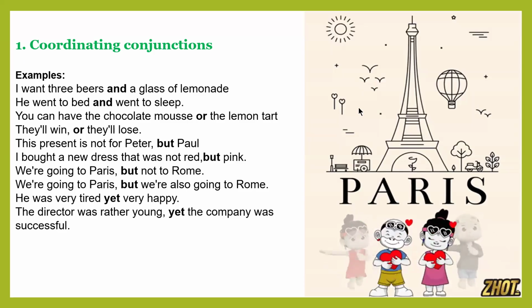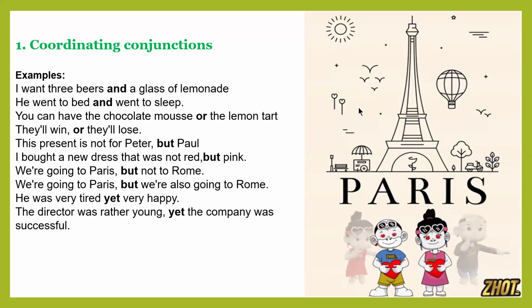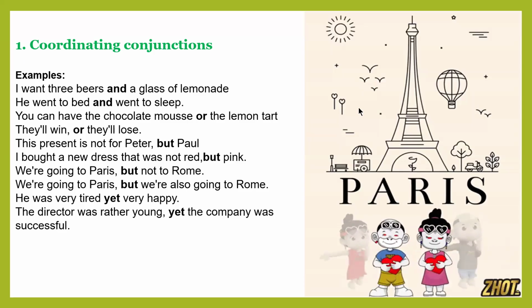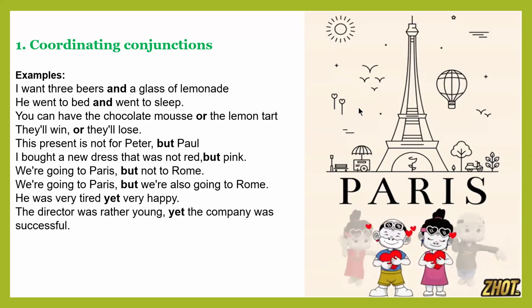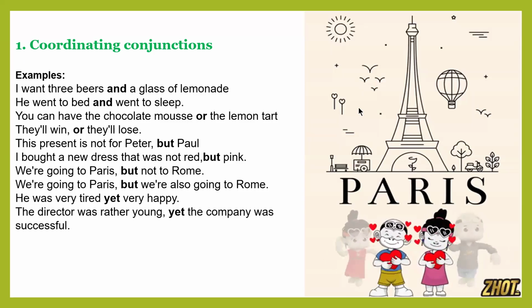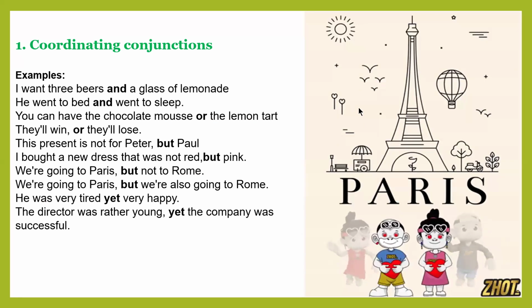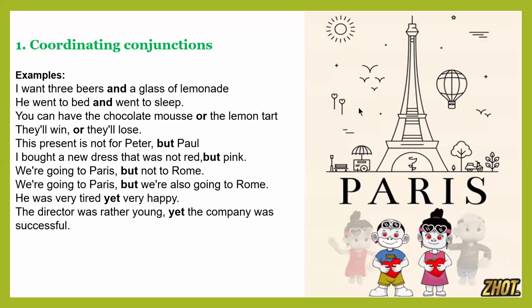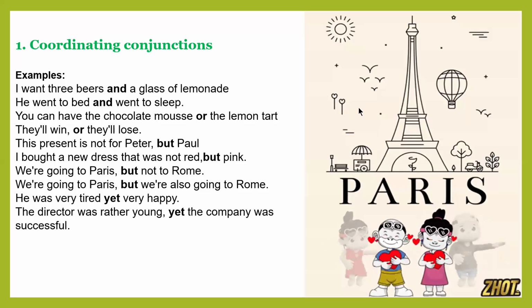A coordinating conjunction connects words, phrases, and clauses. If two words or two phrases are connected, no comma should be used. Kindly keep in mind: when a coordinating conjunction is used to connect two words or two phrases, no comma should be used. If it connects two clauses, a comma should be used.